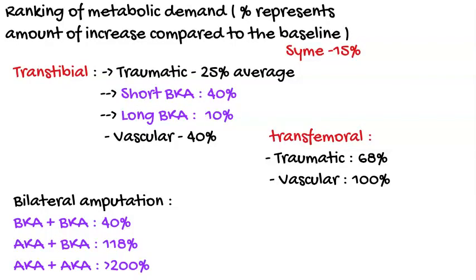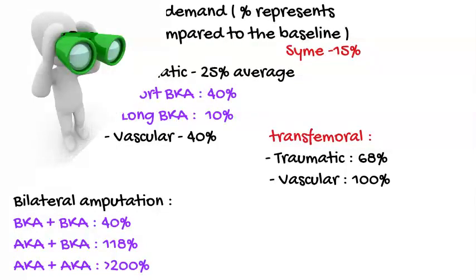For transfemoral above knee amputation, traumatic cause, there will be an increase of around 68% of the metabolic demand compared to the baseline. For vascular cause, there will be a 100% increase in metabolic requirement. For bilateral amputation or 2 below knee amputation, the metabolic requirement or demand will increase around 40% from the baseline.